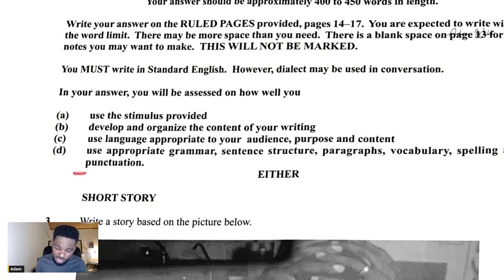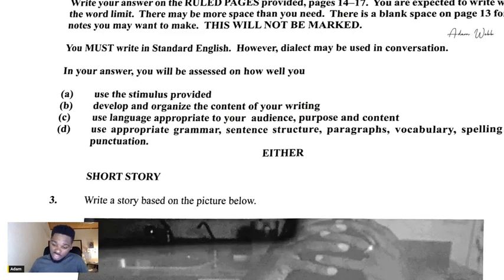Spelling and punctuation, that's self-explanatory. As for punctuation, story writing is where a lot of students lose marks for punctuation, because how you punctuate is a bit unique to the genre. And I'm going to show you how to punctuate a story properly. All right, so that's what CSEC is looking for.